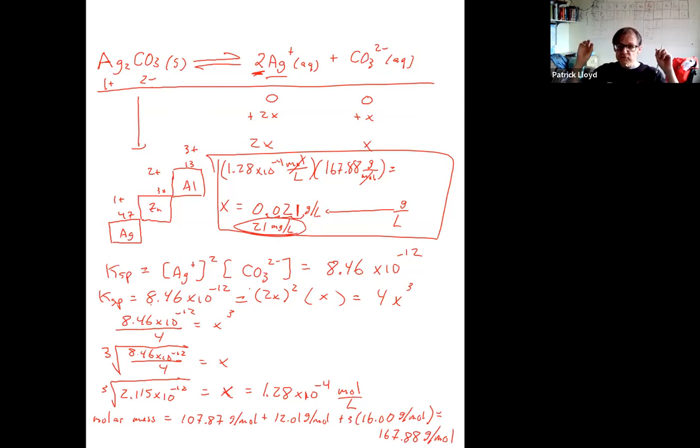So the difference between solubility and molar solubility: solubility is typically the mass of the solid that dissolves into a liter of solution. If it's the moles, that would be called molar solubility. KSP is related, but KSP is the value of the equilibrium constant associated with the dissolving of that solid into water.